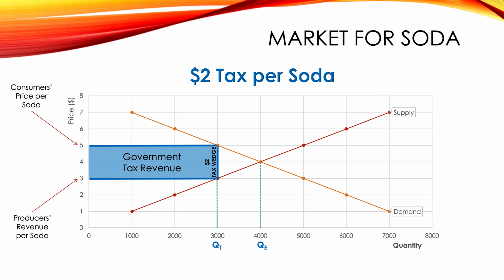So in this situation, if there are 3,000 sodas produced and the government gets $2 in tax revenue from every soda produced, that means the government is going to be earning $6,000 in tax revenue total. So that's how you figure that out. It's actually not too bad, right?